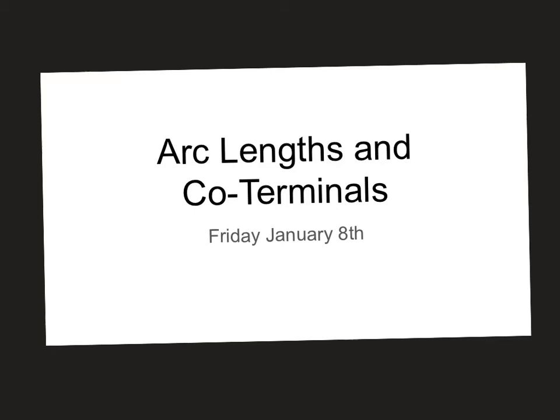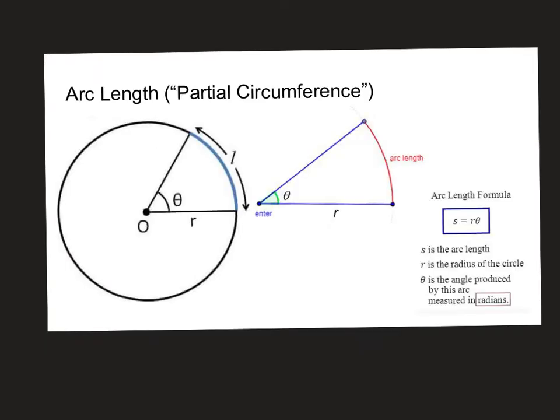Hello everyone. Today we're looking at arc lengths and coterminals, an expansion on what we were talking about previously with degrees and radians. So, arc length. We can think of arc lengths as partial circumferences. That is to say that if this entire circle has some circumference, the arc length refers to only this portion of it.